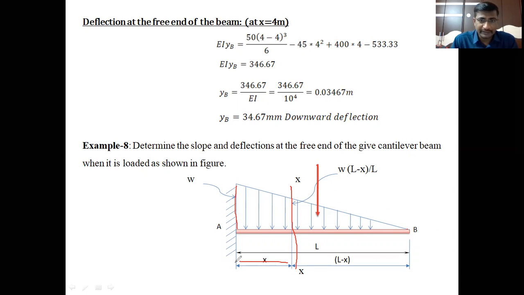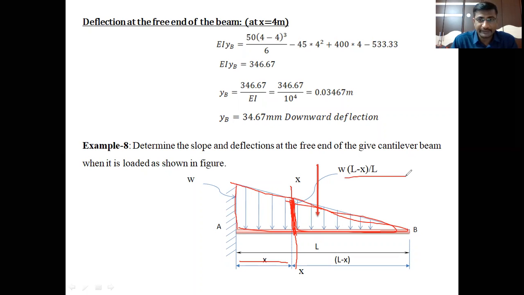After taking the section XX, we have to find the bending moment at XX. What is the bending moment at XX? Before finding the bending moment at XX, what is the load intensity at this section? How to find the load intensity at this section? By taking similar triangles. This is one of the triangles and this is the other triangle. These two are similar triangles. By the similar triangle principle, we can find the load intensity at the XX section.